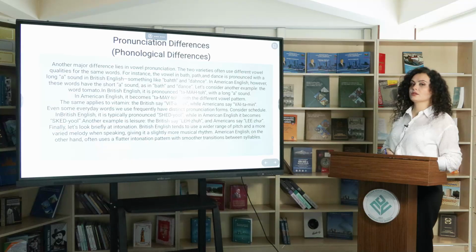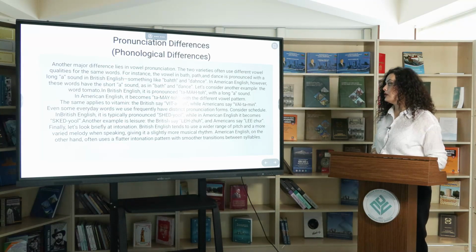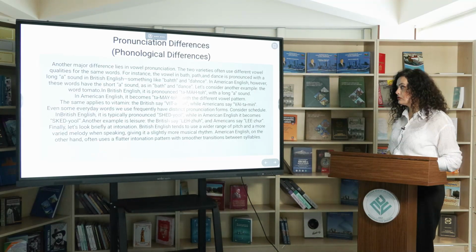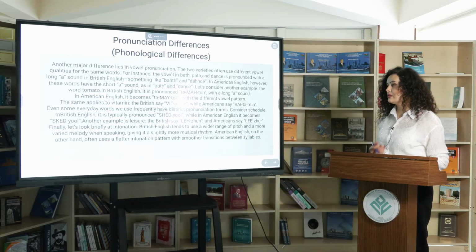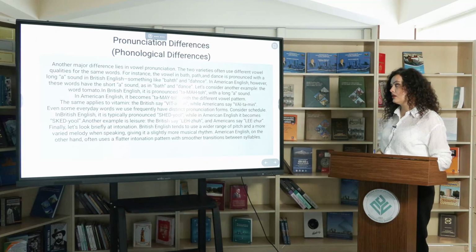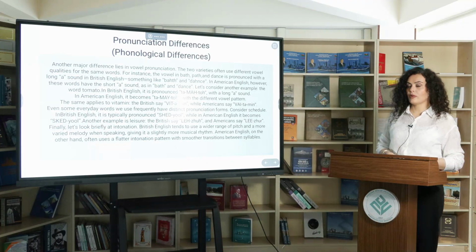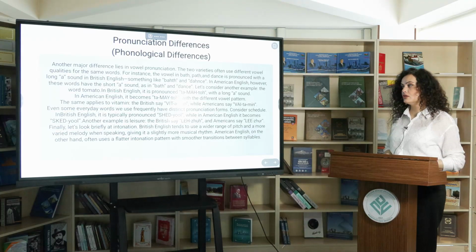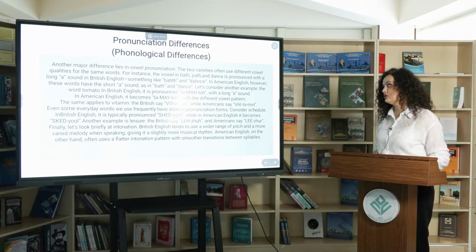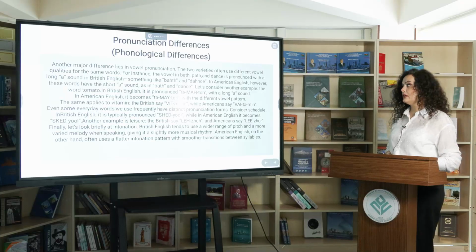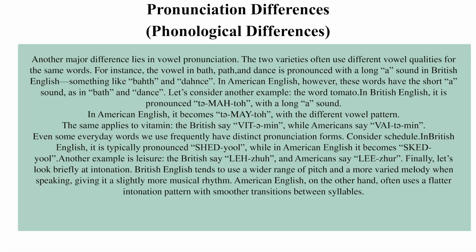In British English, it's pronounced tomato with a long A sound. But in American English, it becomes tomato with a different vowel pattern. The same applies to vitamin. British say vitamin, while Americans say vitamin.